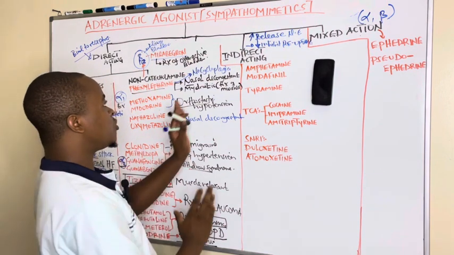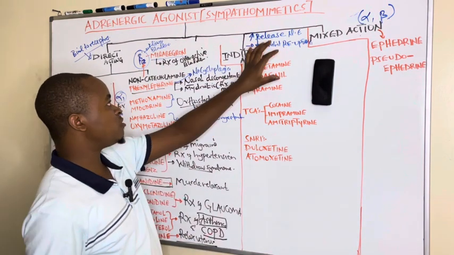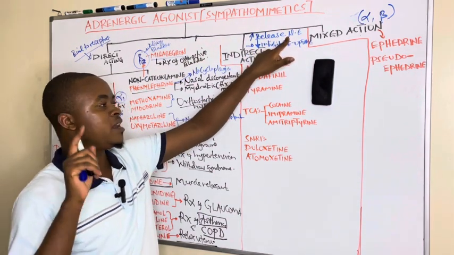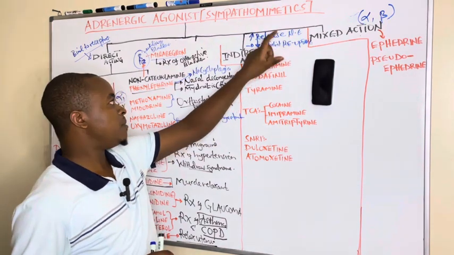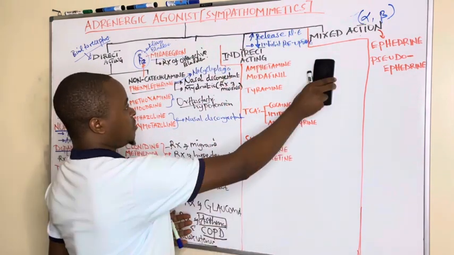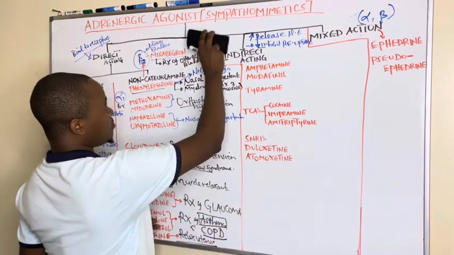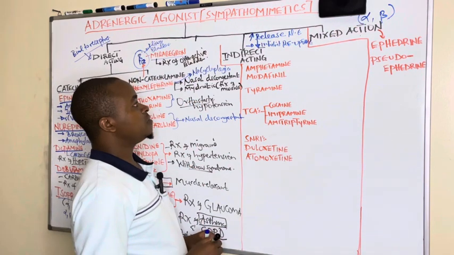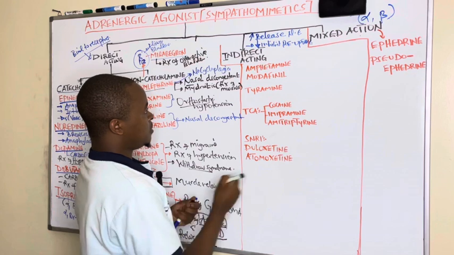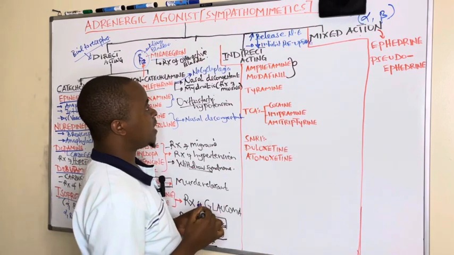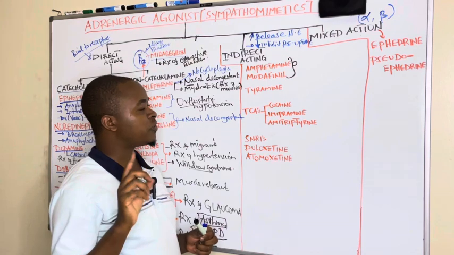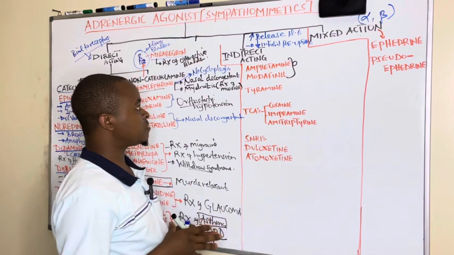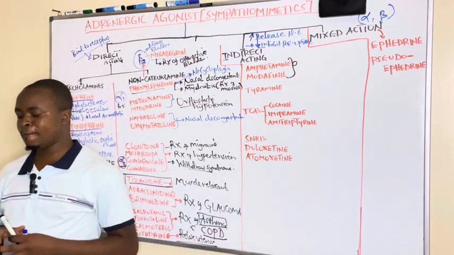After seeing this, now we go to indirect acting, which in the introductory part we said are either inhibiting release of norepinephrine or inhibiting reuptake. Among the indirect acting, we have amphetamine and modafinil, and amphetamine acts by increasing the release of norepinephrine. So they increase the release of norepinephrine so that it can act.